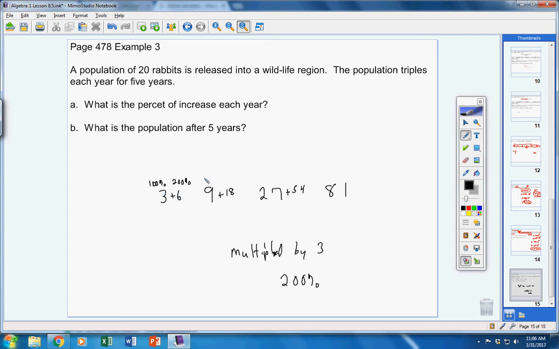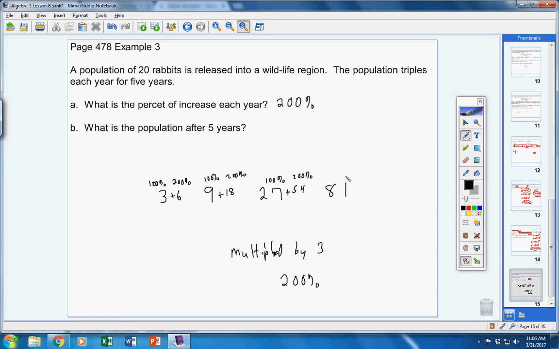Here's my 9. That's my 100%. I added to that 18. That's twice as big. That's 200%. Here's my 27. That's my 100%. I add to that 54. That's twice as much as 27. That's 200%. I'm not asking you to understand everything I'm doing. I'm just trying to show you where I get this from. So the percent of increase is 200%.